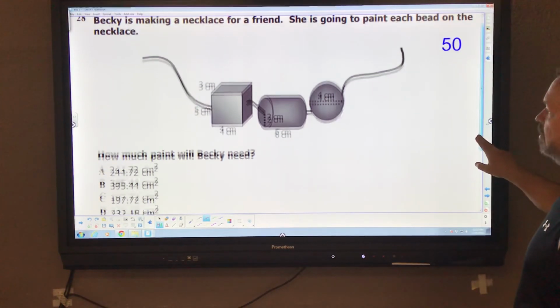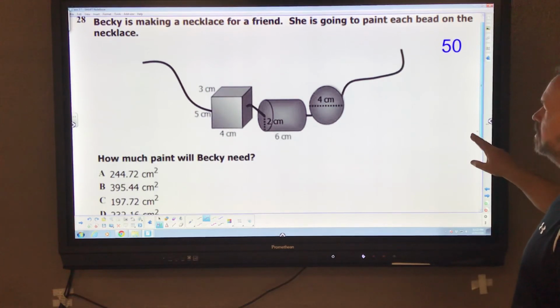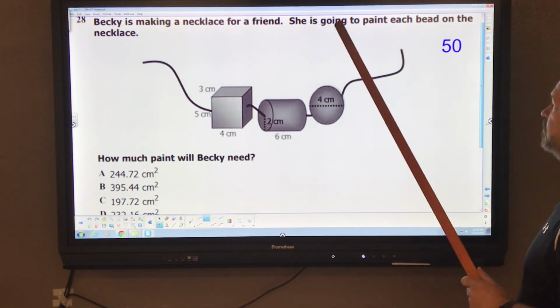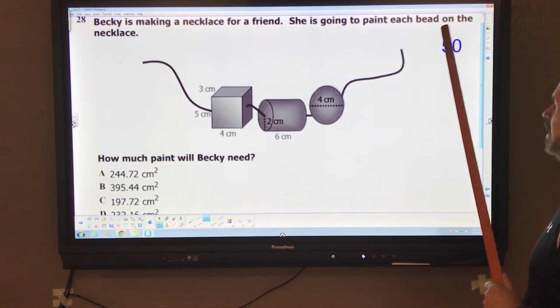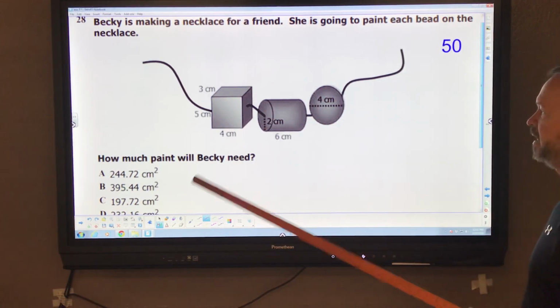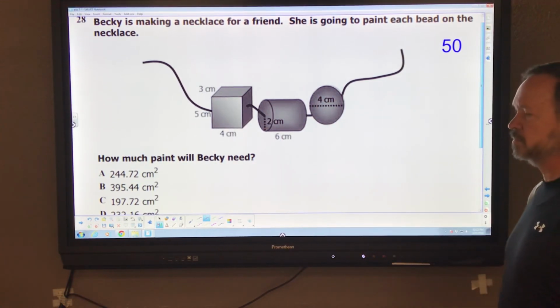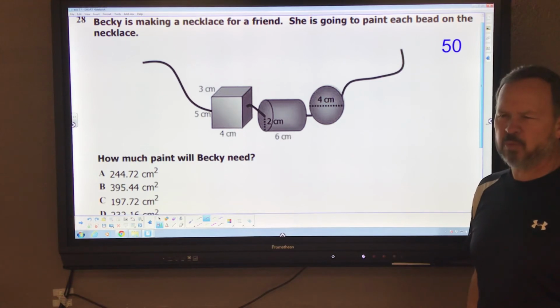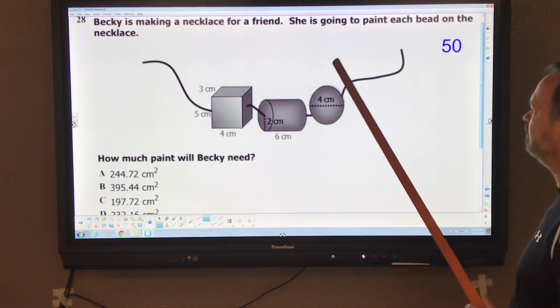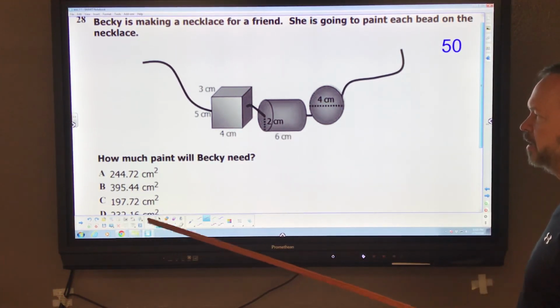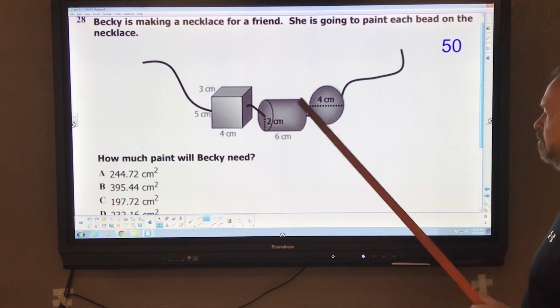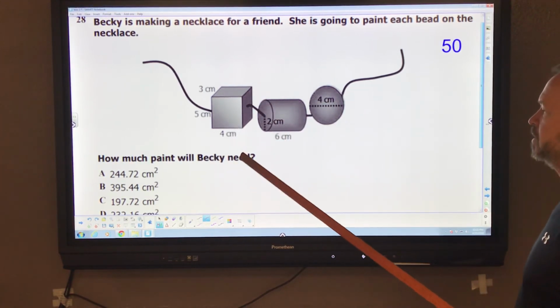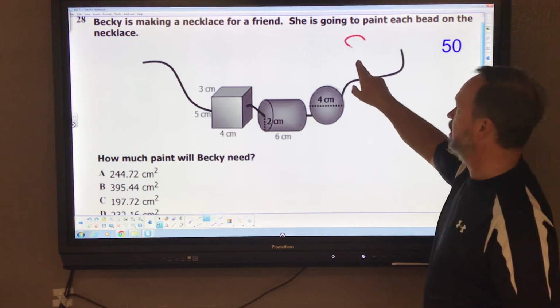This question here, I'm not gonna take the time to do all of this. I'm just gonna say Becky is making a necklace for a friend. She is going to paint each bead on the necklace. How much paint will Becky need? What do they wanna do? Where do you put the paint if Becky's painting a necklace? You put it on the pieces, right? You paint the pieces. That's called surface area.